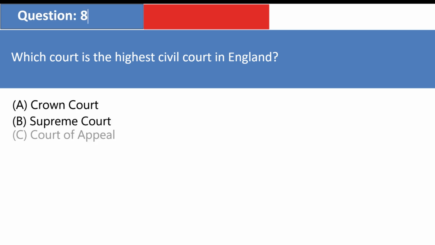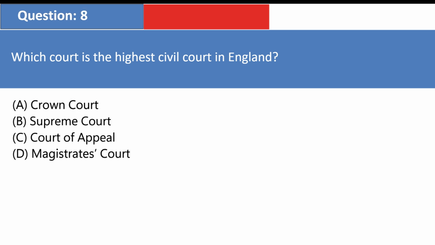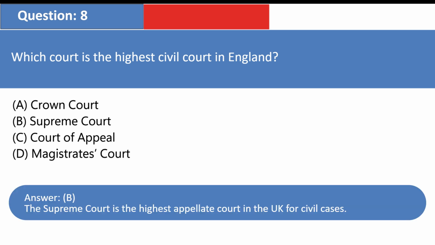Which court is the highest civil court in England? A. Crown Court. B. Supreme Court. C. Court of Appeal. D. Magistrates' Court. Answer: B. The Supreme Court is the highest appellate court in the UK for civil cases.